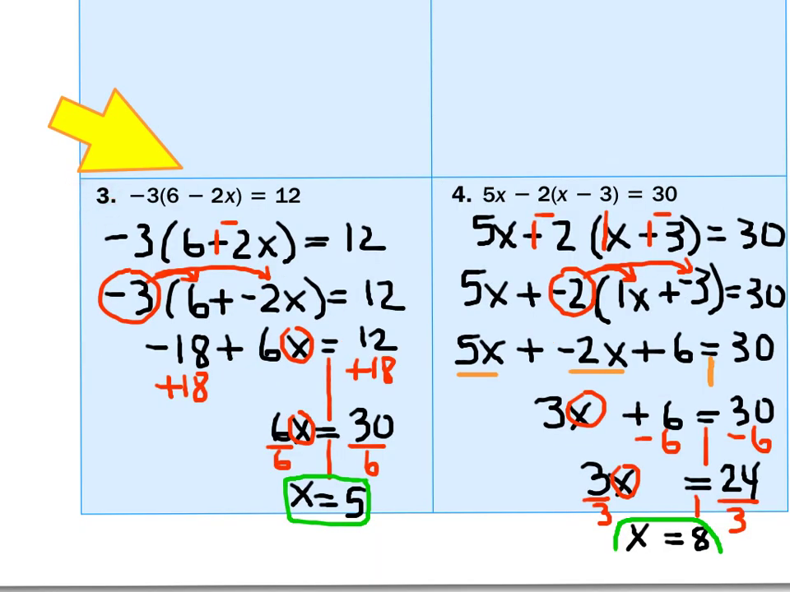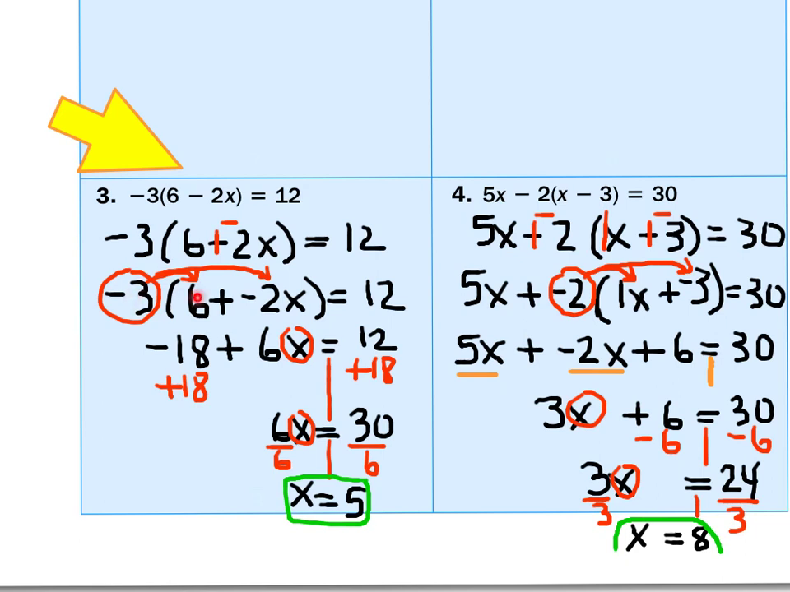Okay, so take a look at number 3. We have negative 3 times the quantity 6 minus 2x equals 12. So with your red pen, add a line, change a sign, and now I'm going to circle the negative 3 and I draw 2 rainbows, one to the 6 and one to the negative 2x. Now do the distributive property with me, okay?